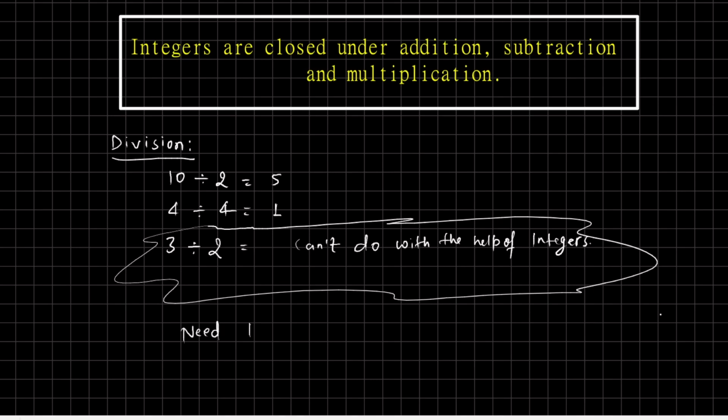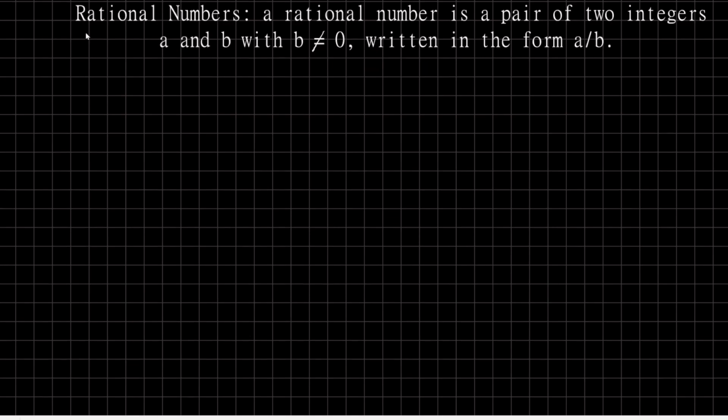We need numbers of the form a by b. Let's see rational numbers. A rational number is a pair of two integers a and b, with b not equal to 0, written in the form a by b.